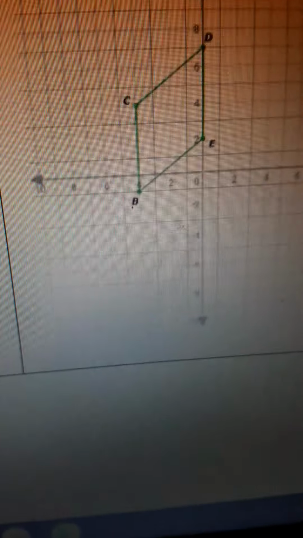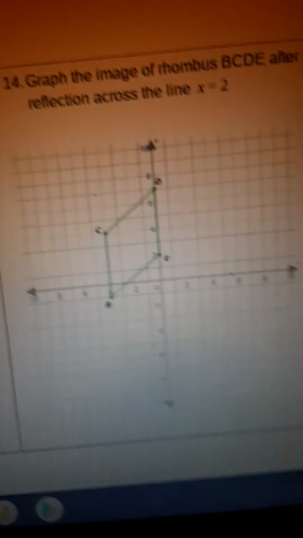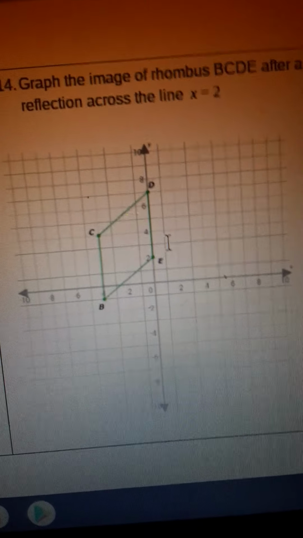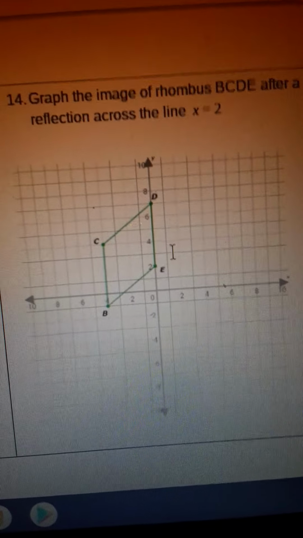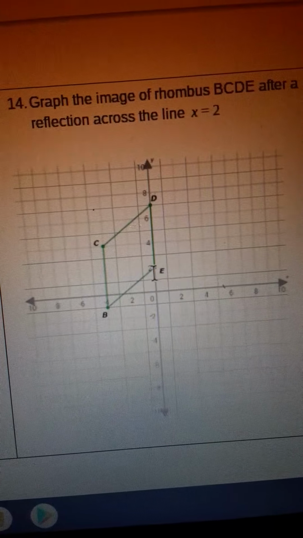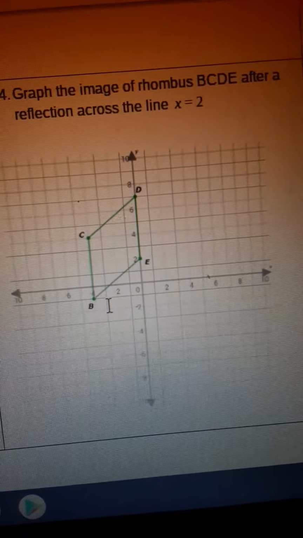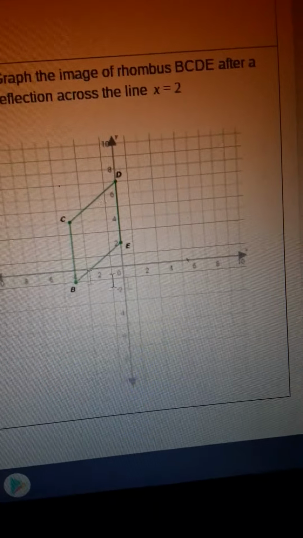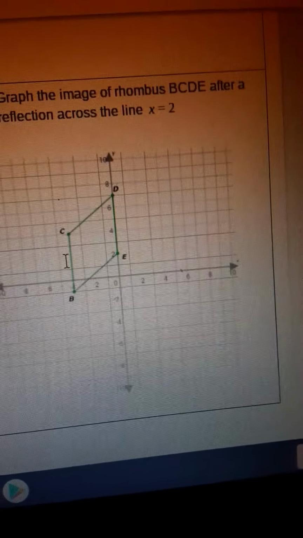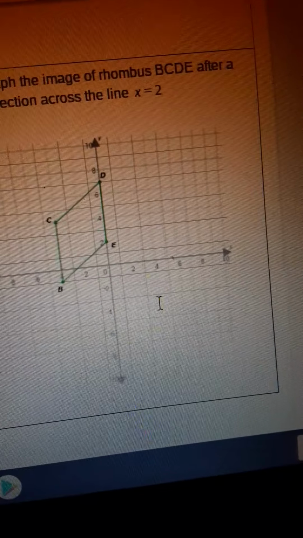All right, number 14, the last one. Again, B, C, D, E, after the reflection over x equals 2. So now the line of reflection won't be on the x or the y. It will be like this, right here. So again, if you do all this stuff, I don't want to do it right now because it would take too much time, and my phone doesn't have that much memory right now. But here's what I got. B prime 8, -1, C prime 8, 4, D prime 4, 7, and E prime 4, 2. So that's what I got.